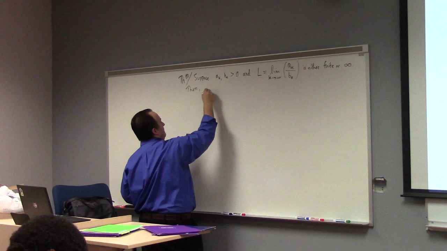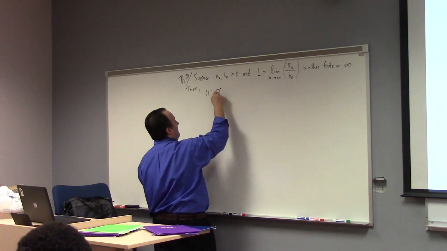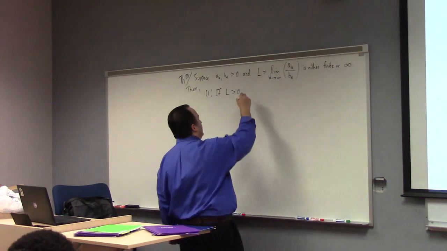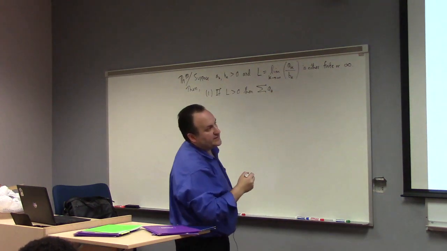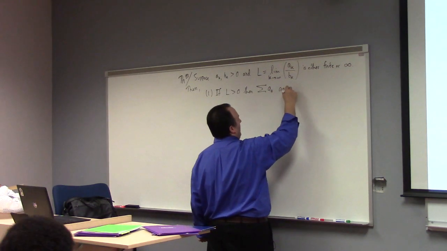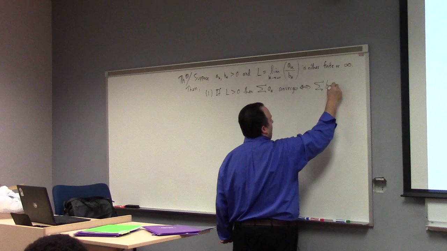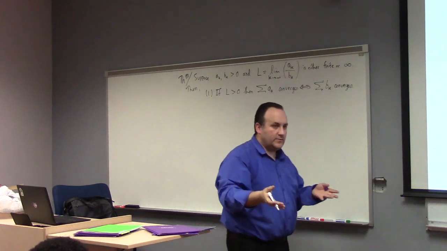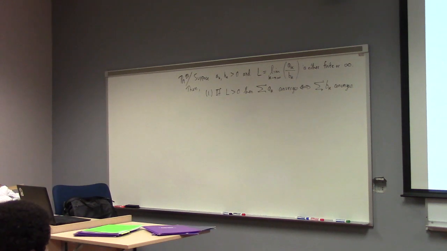here's what you get. Number one, if L is positive, right? And then, the sum of A_k converges if and only if the sum of B_k converges. All right? Now, I should mention, what I just wrote is the limit comparison test as it appears in Stewart. So if you're in Dr. Sperano's section, this is the limit comparison test. End of story right here. There's no infinity involved.